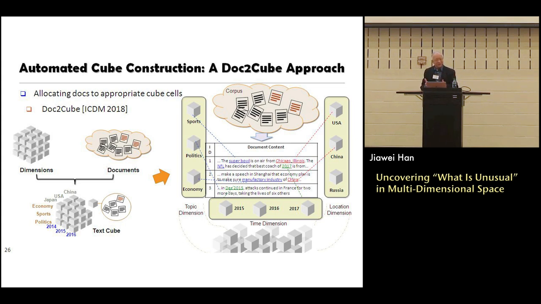How about machines? The text doesn't mention anything about sports, because it's NFL, Super Bowl. Of course it's sports, right? And Chicago, Illinois, of course it's USA. Why can't the machine put it in? Because the machine's not as smart as a human, right? So the problem is whether we can develop an algorithm to make the machine as smart as a human, to put documents in the right place no matter what they say. So that's a tough problem.